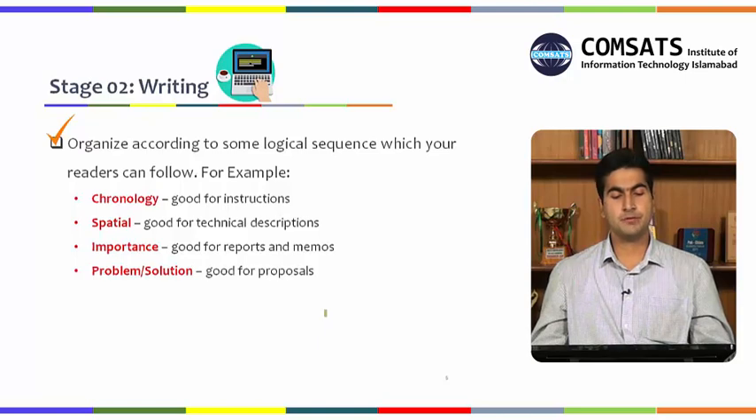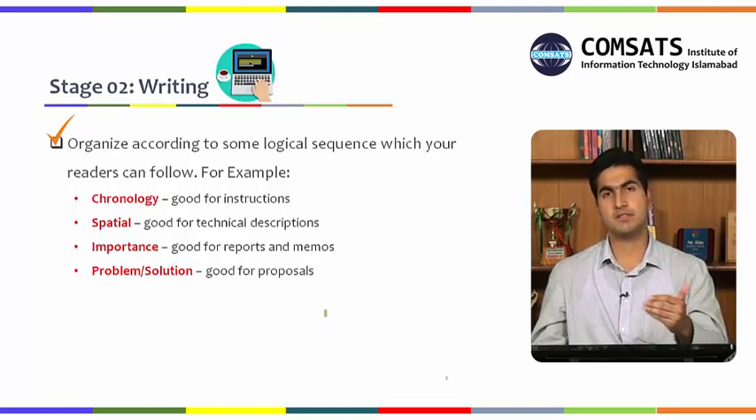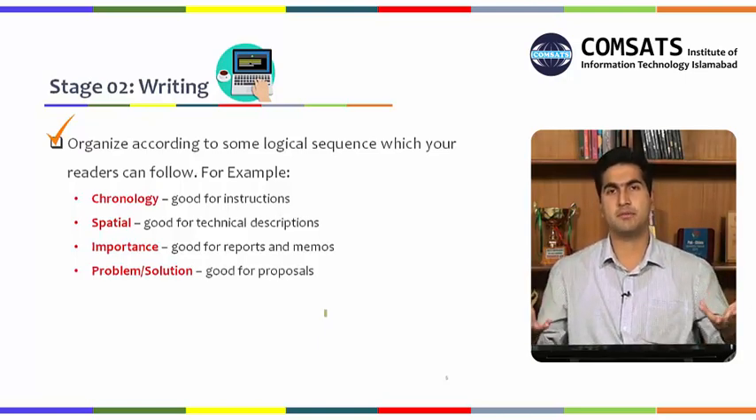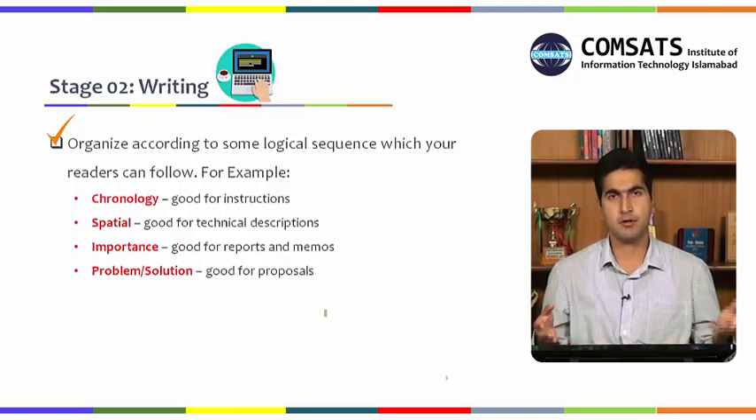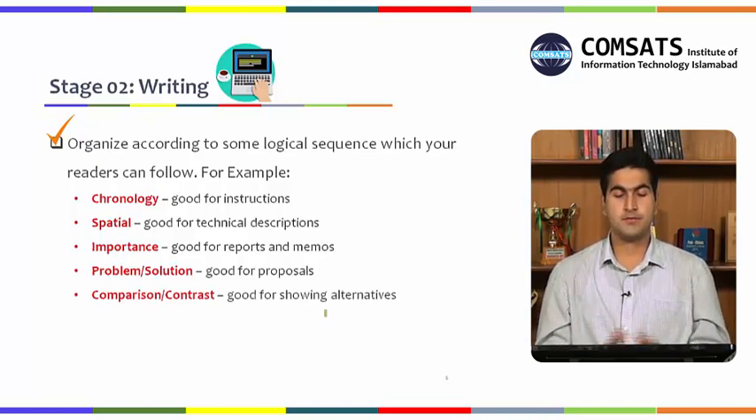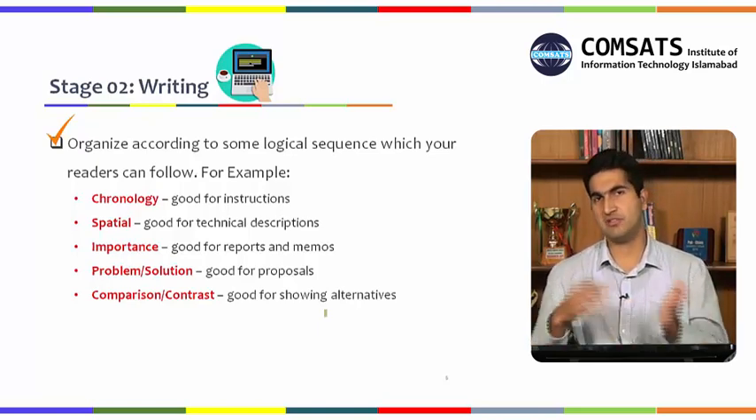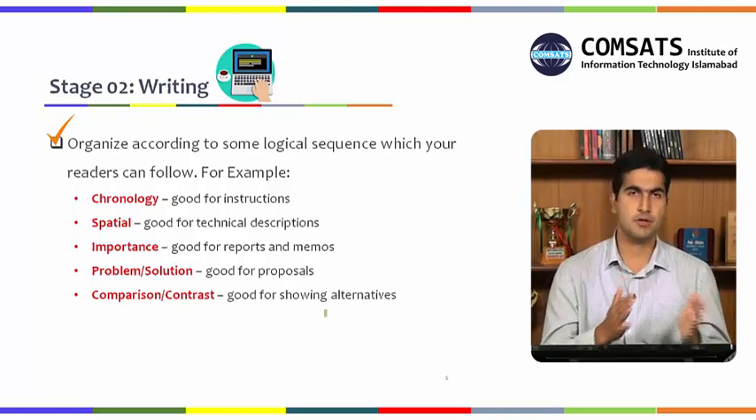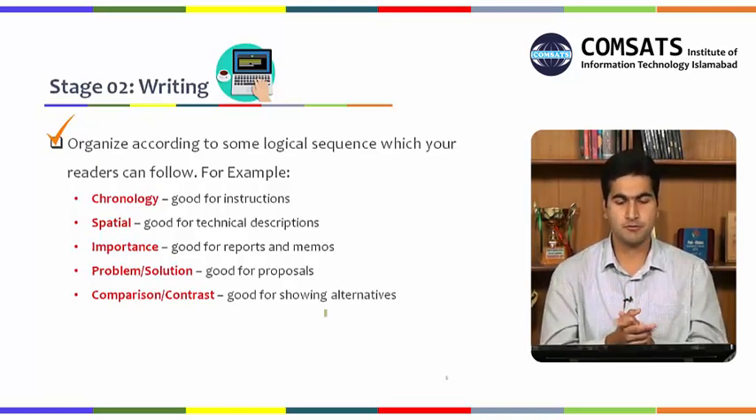We have a problem-solution form of writing, which is good for proposals, as you want to propose something, coming up with some idea and you want it to be approved, so you provide a solution. For comparison and contrast, this is the form of writing that you have to do, and it is basically good for showing some alternatives. So you have one thing, and in comparison to this thing you want to suggest another one. For this you have to come up with this comparison and contrast form of writing for providing an alternative.